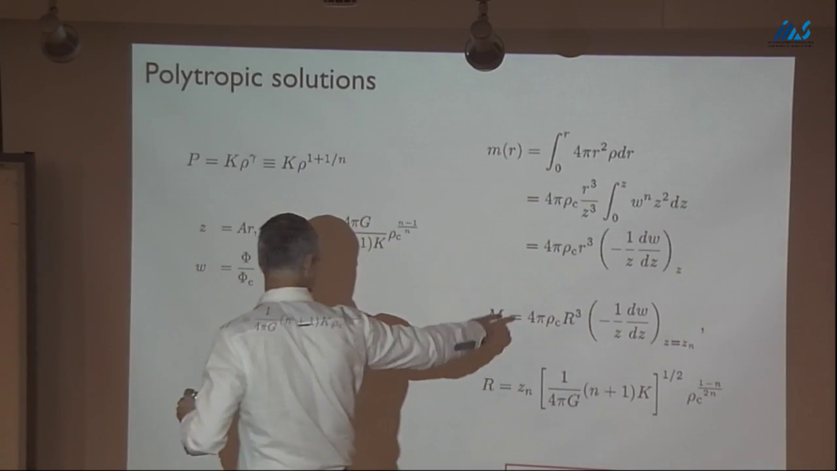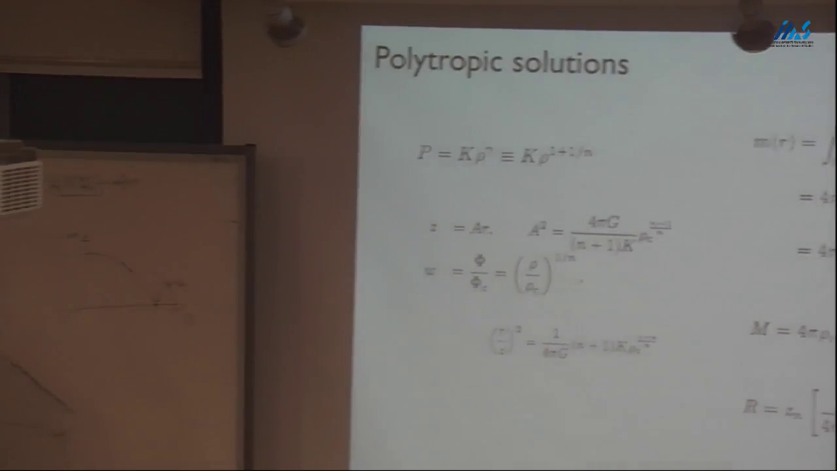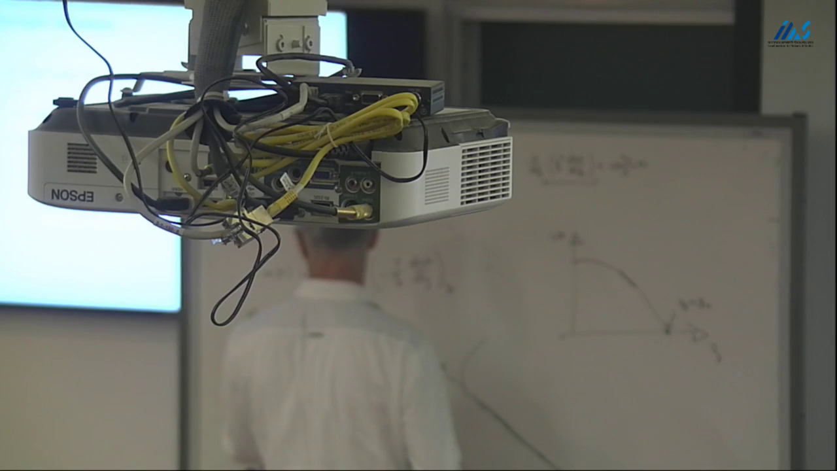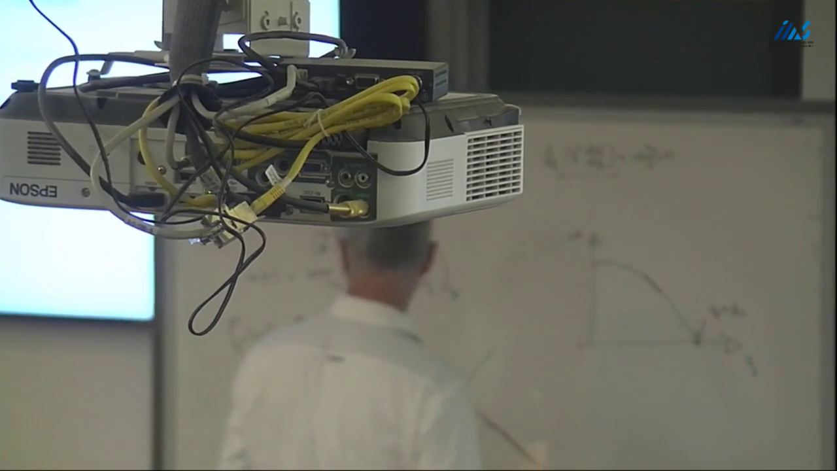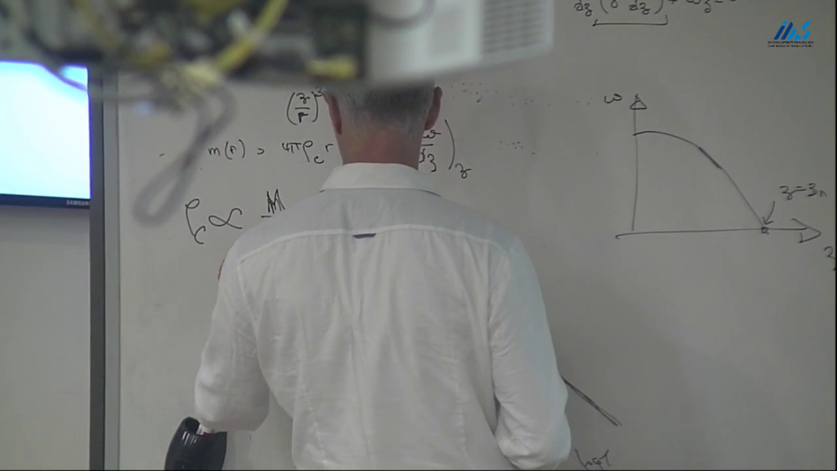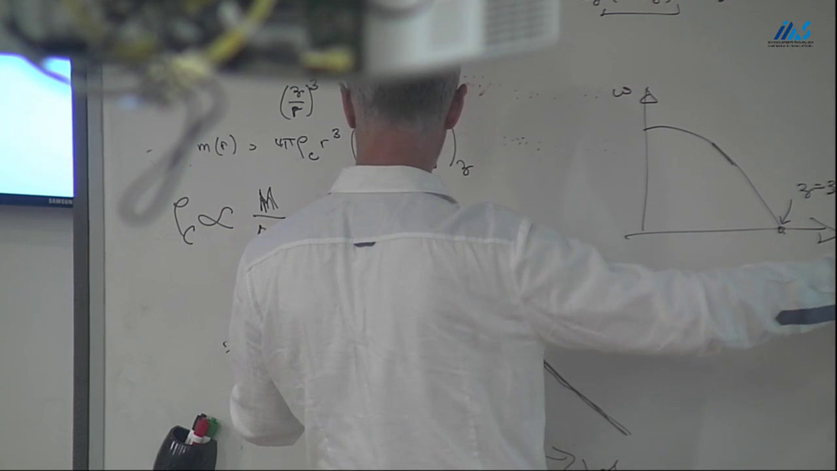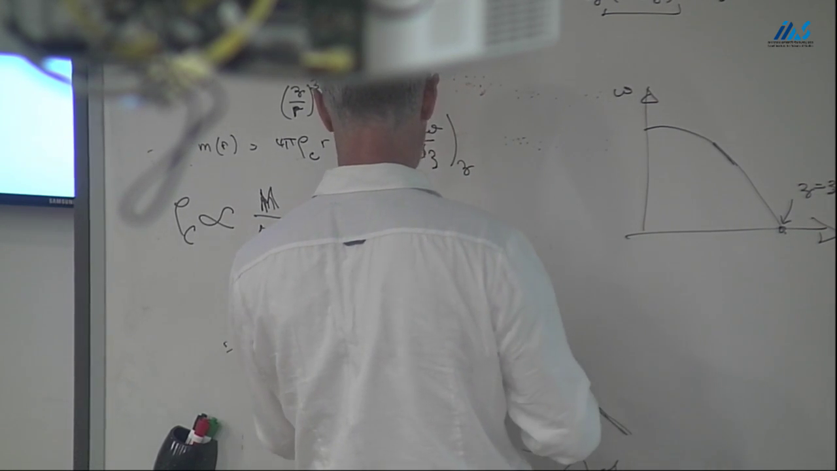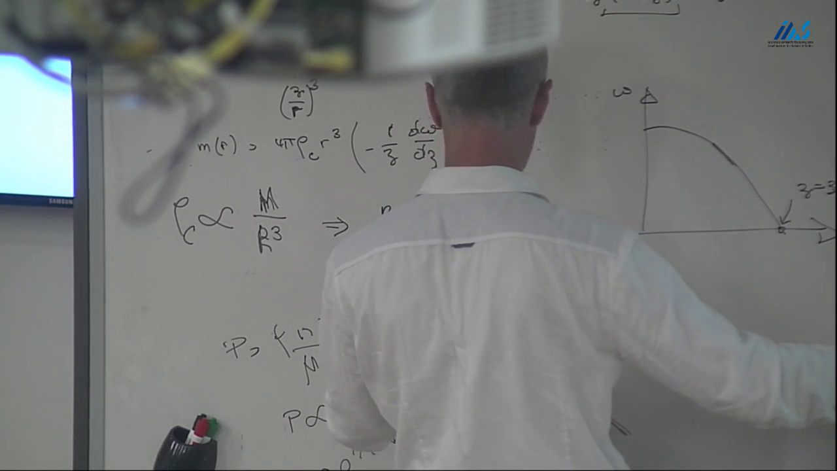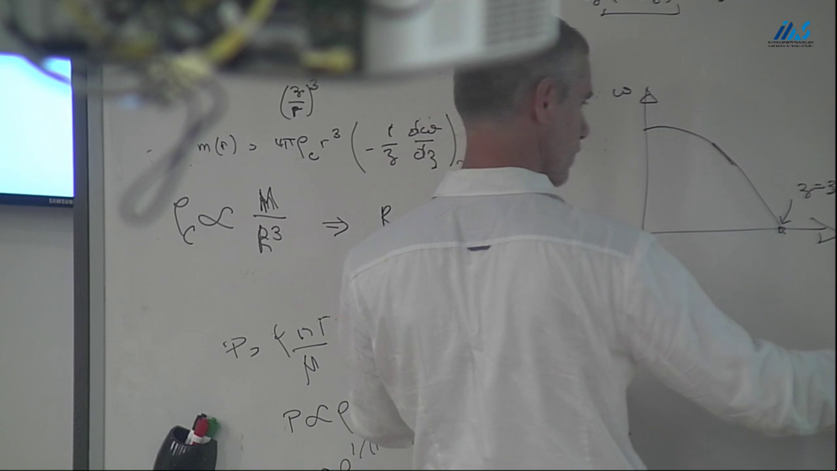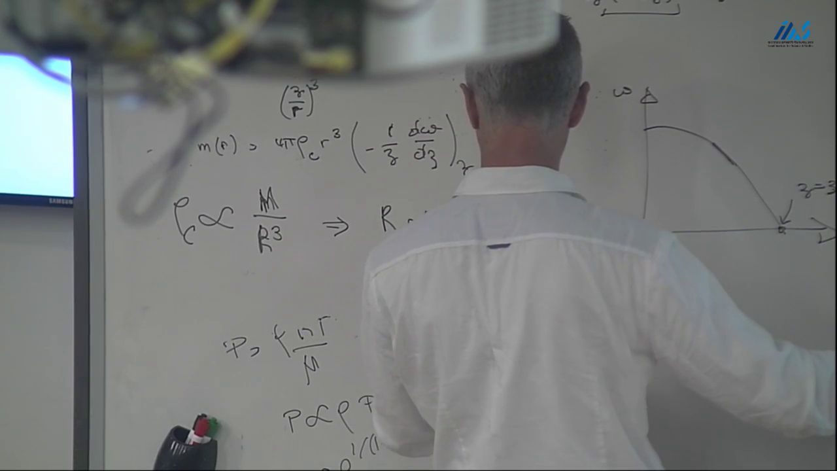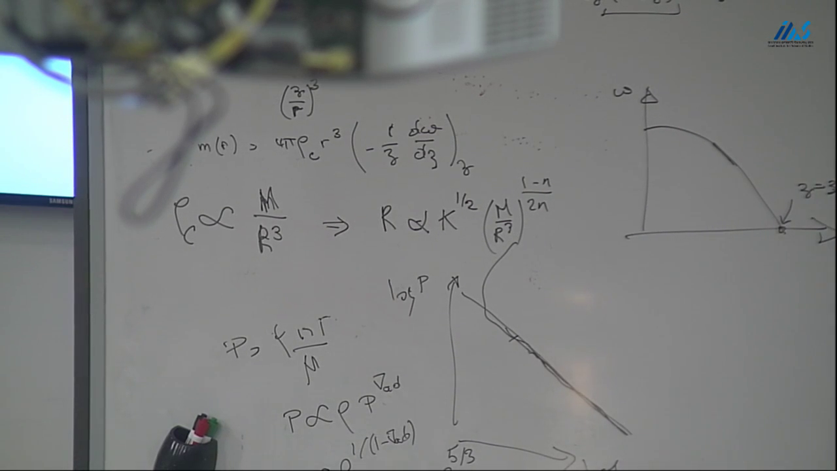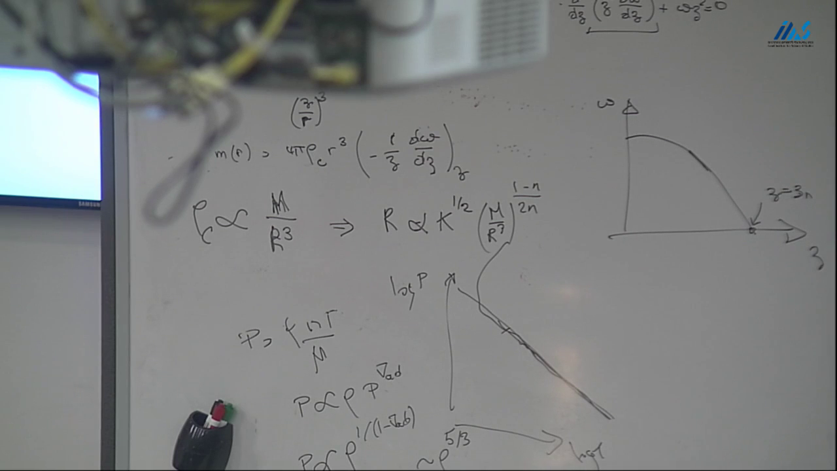Basically, what you do is that you say that rho c is proportional to m over r cubed. And so you plug that in the last equation. So you have R is proportional to, we'll keep the k to the 1/2, and m over r cubed to the power (1 minus n) divided by 2n, and then by moving that here, you get that expression.